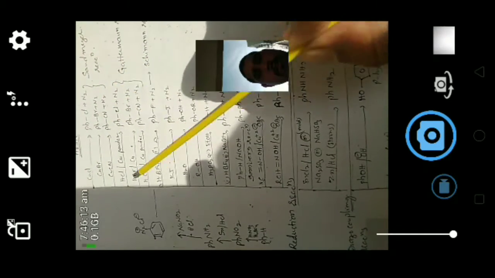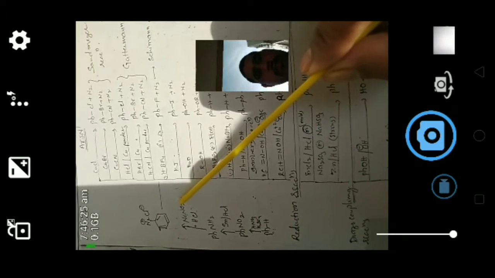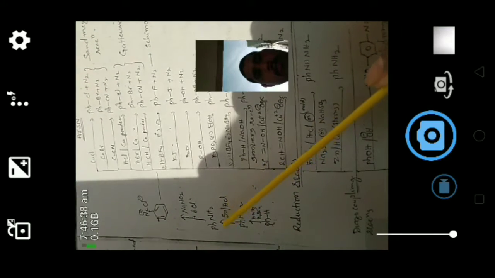Once again I am repeating: the benzene diazonium chloride is a reaction intermediate. It is very useful for the synthesis of various organic compounds, and this aryl diazonium salt is prepared by this method. Here, benzene reacts with nitration mixture to give nitrobenzene, and this nitrobenzene reacts with stannous chloride in the presence of hydrochloric acid to get aniline. This aniline again reacts with sodium nitrite in the presence of hydrochloric acid to give benzene diazonium chloride, an aryl diazonium salt.